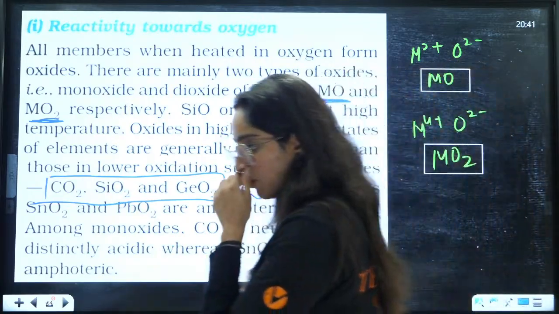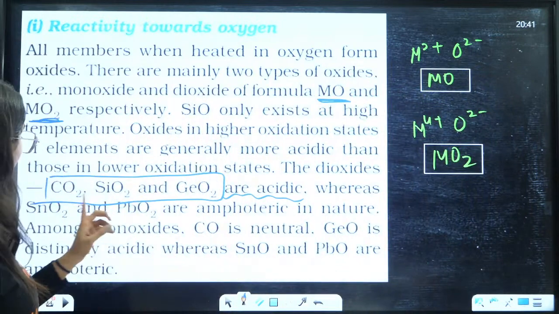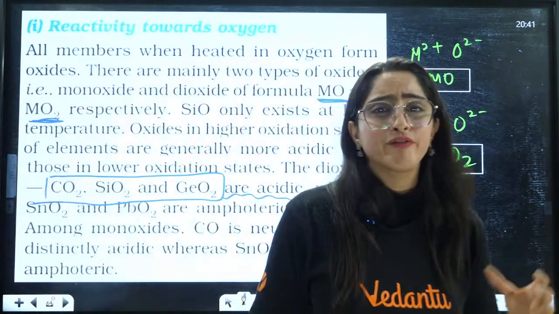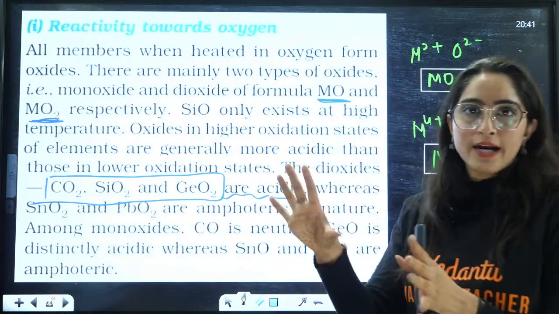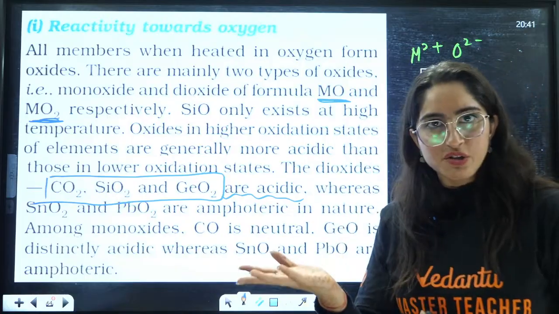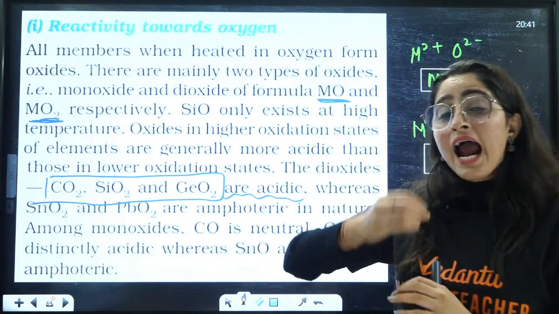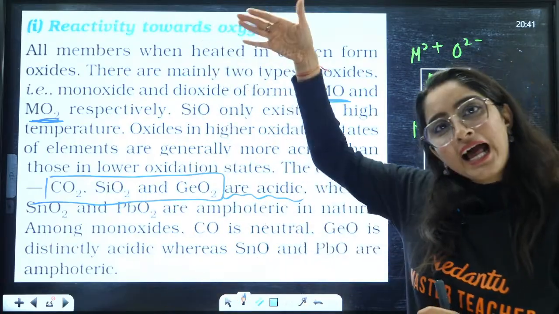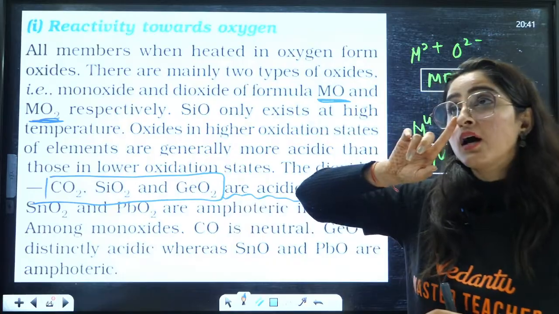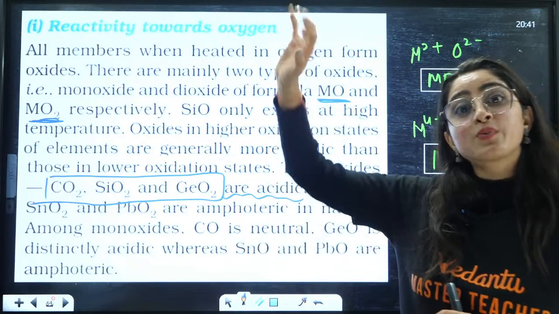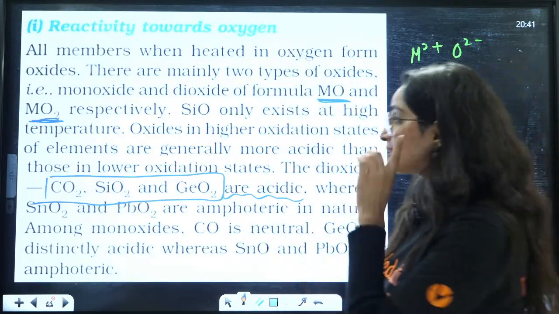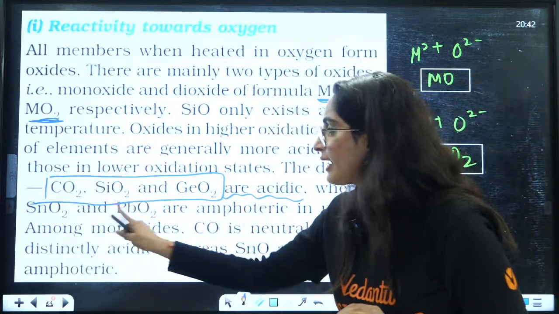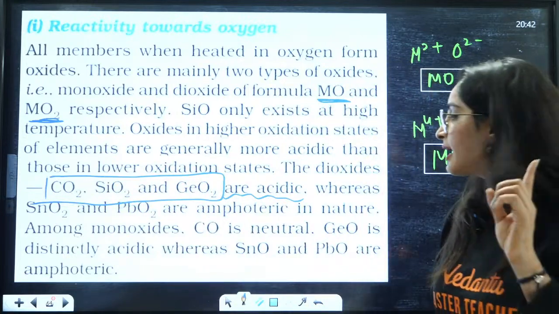Now, very important thing: tin and lead are amphoteric. If you talk about dioxides only, because they exist in higher oxidation states, they are definitely more acidic. Now we are doing the variation of these oxides down the group. We know that non-metallic character is decreasing, which is why acidic character is also decreasing. That is the reason carbon dioxide, silicon dioxide and germanium dioxide are acidic, but tin and lead dioxides are amphoteric in nature.